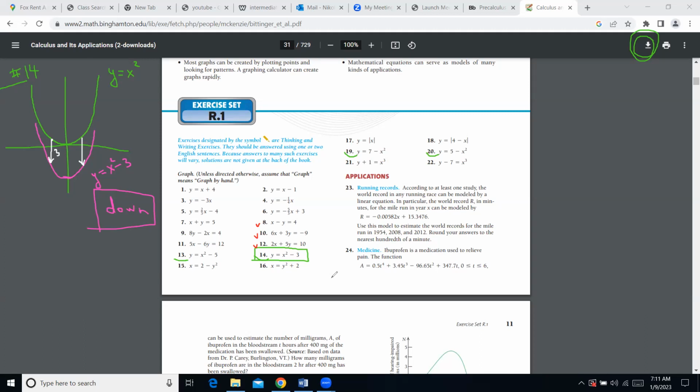So that way I will know for sure and right away give you those points.